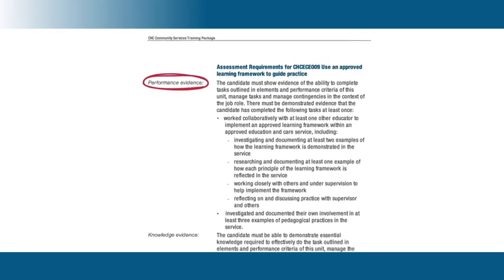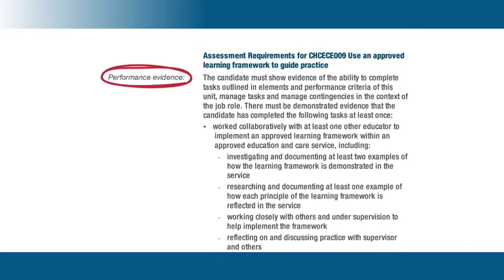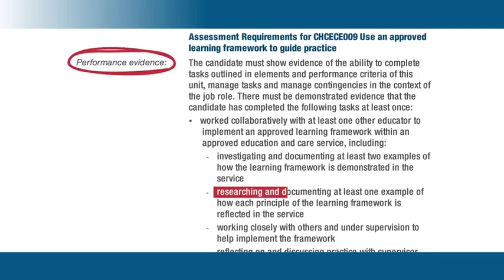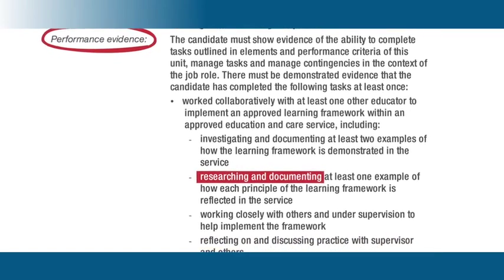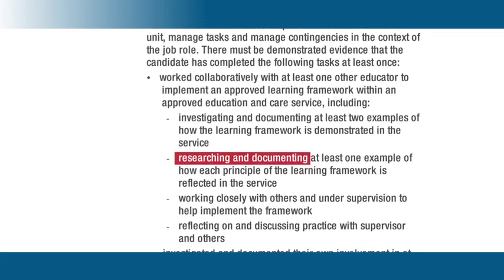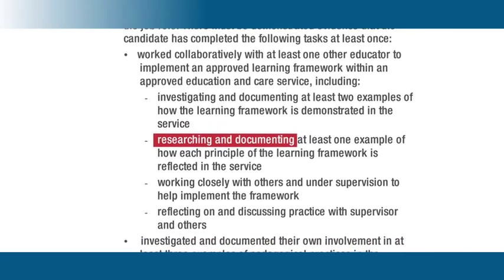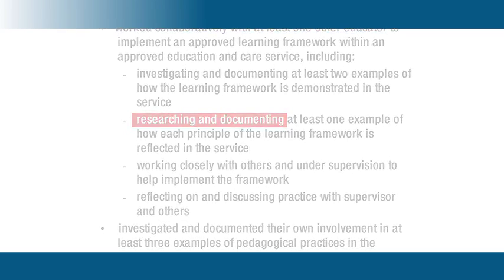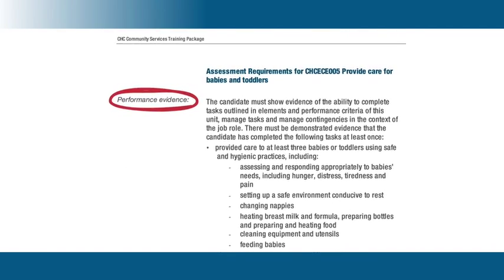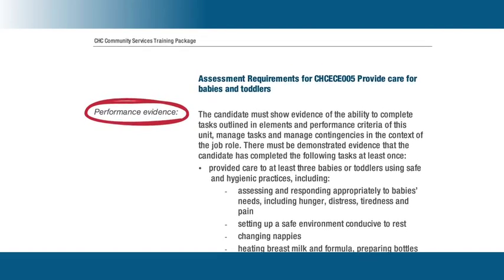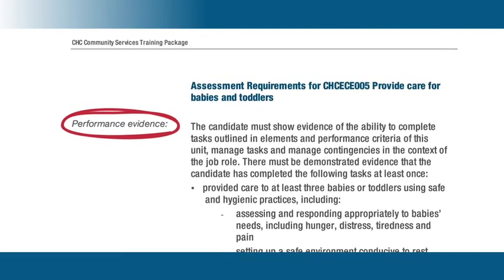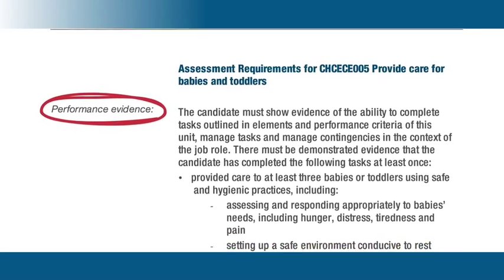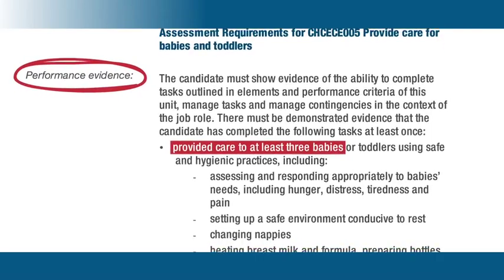First, performance evidence, or what is the process or product evidence? You can see here that the individual must have researched and documented various things, so you would be looking for evidence of them having followed a process. In this case, researching and having developed a product. Here, developing a document. Let's have a look at the performance evidence for another unit to see how different it is. In CHC-ECE 005, Provide Care for Babies and Toddlers, the candidate, among a list of other things, needs to have provided care to at least 3 different babies.